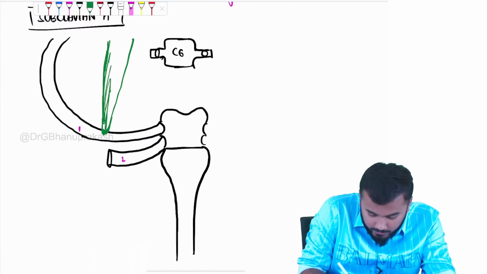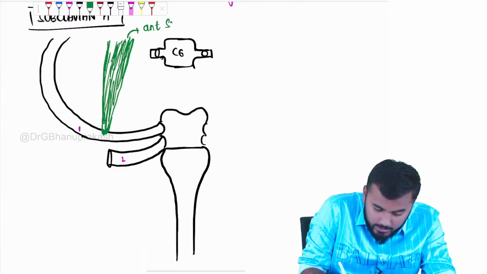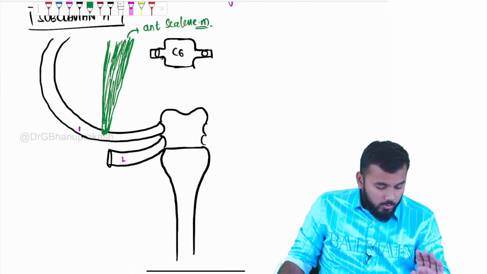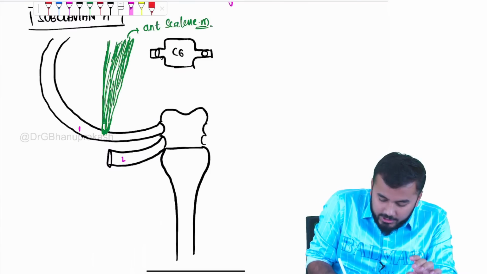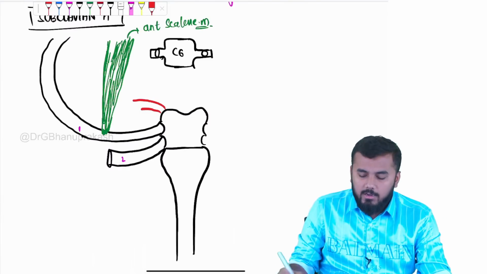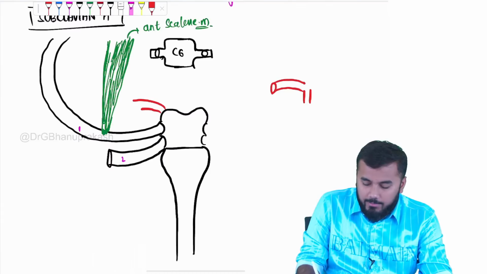So this is your anterior scalene muscle. Now look here, this artery which I'm drawing like this is called the subclavian artery, right? This was your brachiocephalic trunk, and the artery that is coming like this is called your subclavian artery.